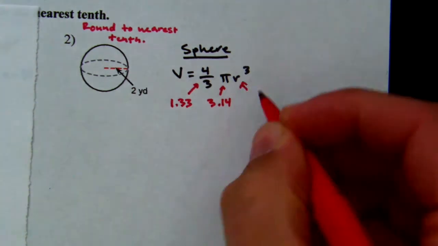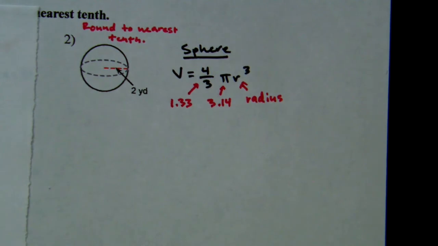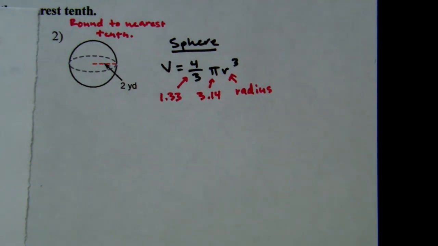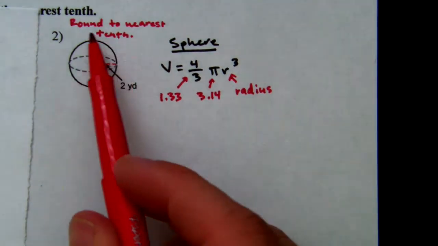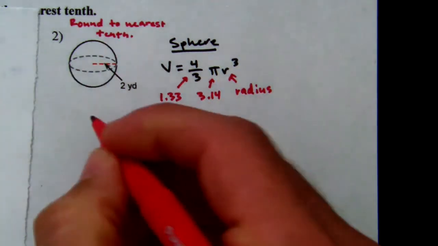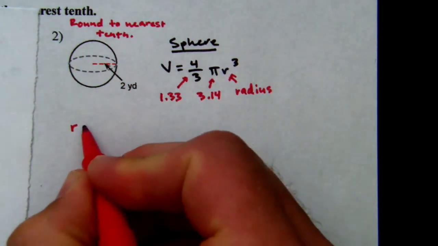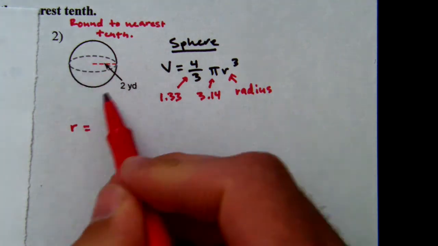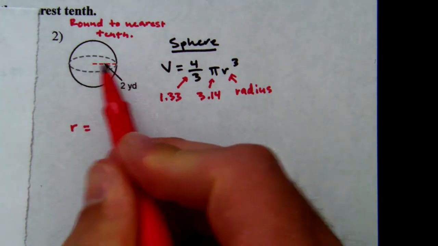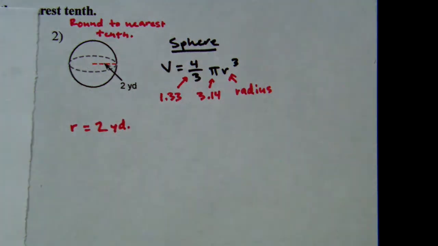And our r is going to be radius. If we remember what radius is, it is halfway across a circle. So when we find our volume, we're going to round to the nearest tenth. We know what pi is. We know what 4 over 3 is. We need to find what radius is. Given our diagram here, we are given this length right here, which is in fact the radius. So the radius of this sphere is 2 yards, meaning halfway across the sphere is 2 yards.